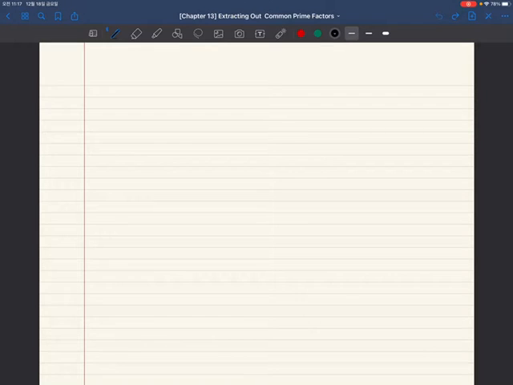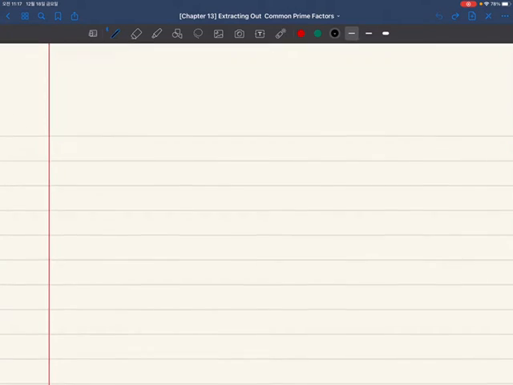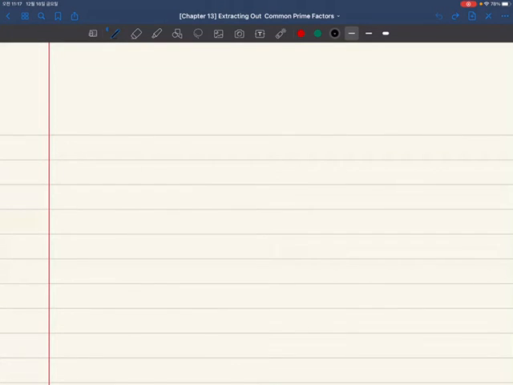Hello, I'm going to talk about how we can extract our common prime factors when we are dealing with the greatest common factor, or when we're trying to solve divisibility problems, etc. When we solve divisibility problems, we often want to pull out the GCD, or the greatest common factor.